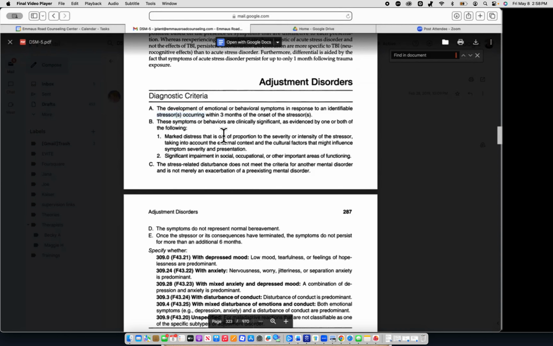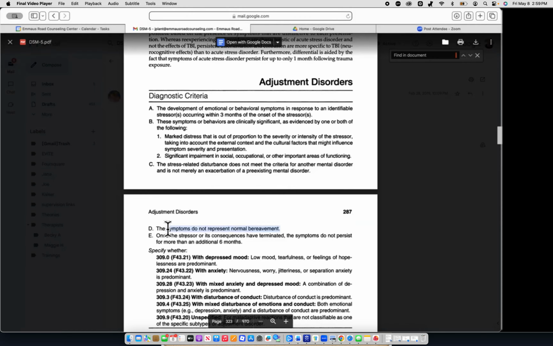Where it falls into the adjustment disorder is our marked distress that is out of proportion to the severity or intensity of the stressor. So with this client, even though it was sad and traumatic that her husband passed away, she was having a hard time adjusting, as evidenced by just absolutely refusing to get out of her bed, absolutely refusing to eat, didn't allow anybody to come into her house, just completely paralyzed, not able to function. So that's what this means. This does not represent normal bereavement.